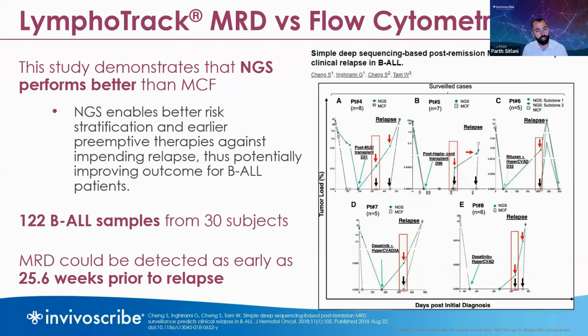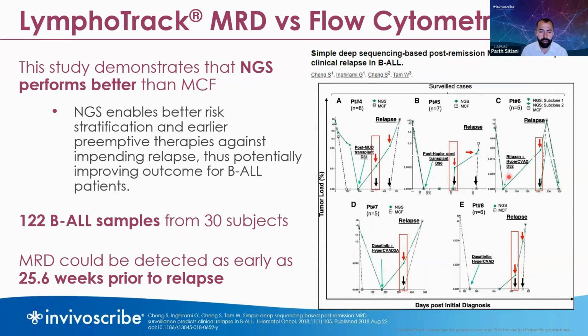This publication actually shows a different story. It shows that NGS had better performance than flow cytometry in this lab. It was 122 B-ALL samples from 30 different patients. They were able to detect MRD using NGS up to 25 weeks prior to the patient's relapse.